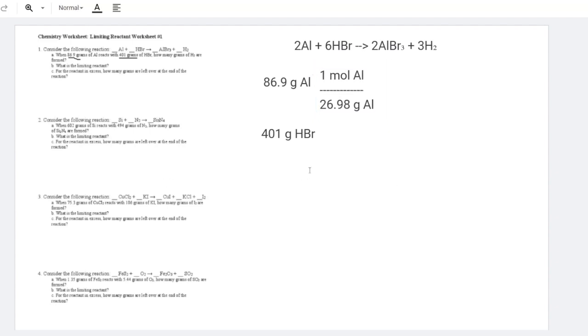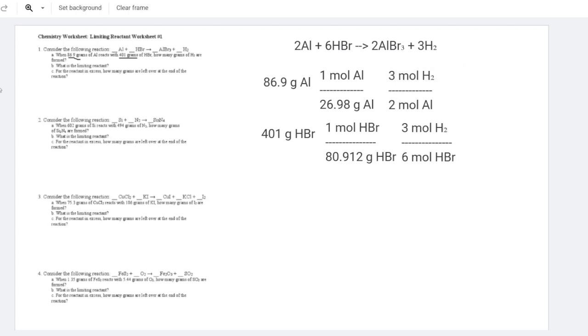For hydrogen bromide, we will multiply 1 mole of hydrogen bromide over the mass of hydrogen plus the mass of bromide, which will equal out to about 80.912. Now that we're going to convert into moles, we must be ready to convert from moles of aluminum and moles of hydrogen bromide into moles of hydrogen gas. We will do that with the molar ratios.